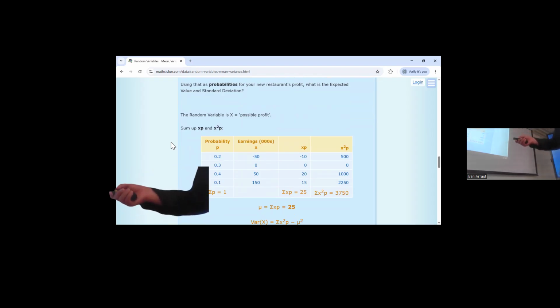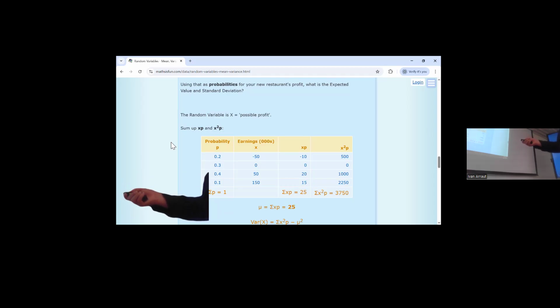20% is 0.2, 30%, 40%, 10%, no? Earnings, they omitted 3 zeros. There is a way to standardize this. You can delete zeros if you want, just for making it simpler. This one, there was a loss here, zero income, and this is positive income.